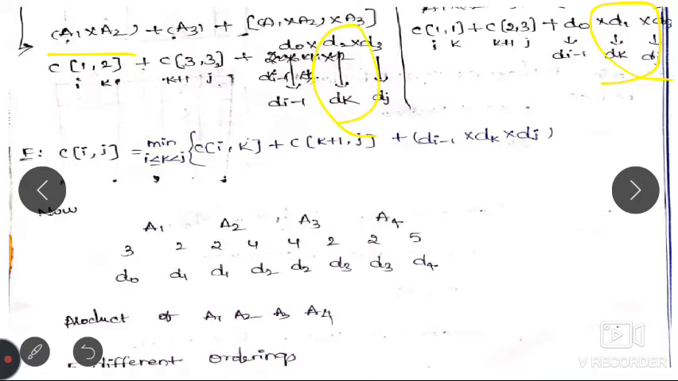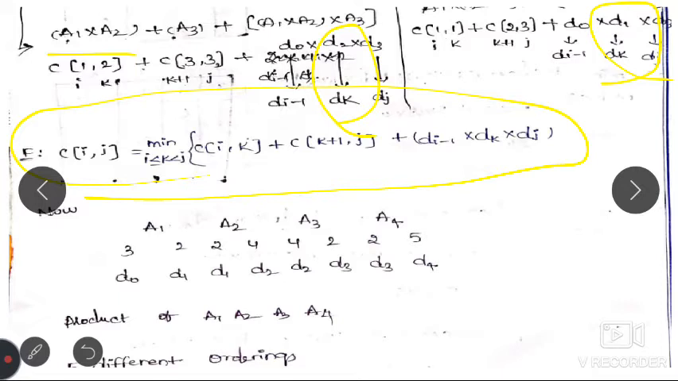So now the formula for matrix chain multiplication: cost of I, J is the minimum number of multiplications over K values, where I is less than or equal to K, which is less than J, of cost of I comma K plus cost of K plus 1 comma J plus Di minus 1 into Dk into Dj.